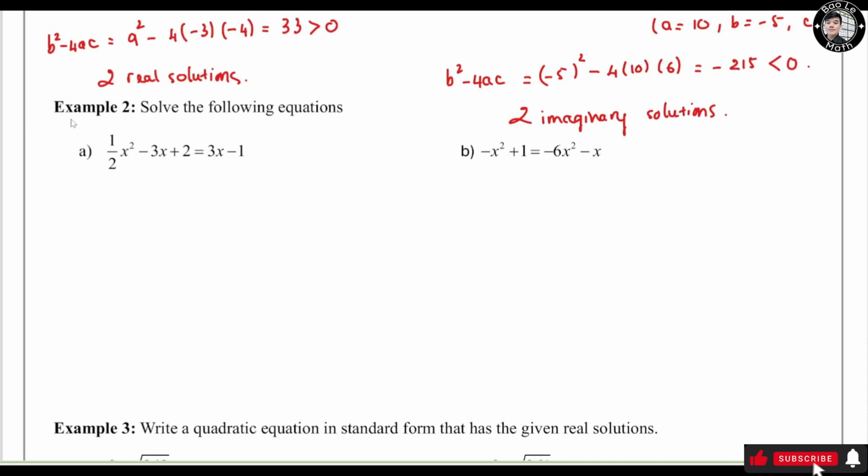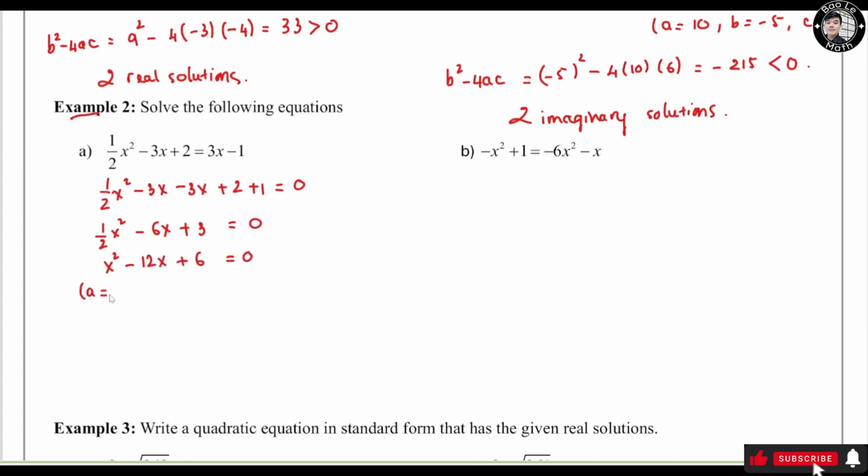Now let's move on to example number 2. We're going to solve the following equations. We're going to convert this one to standard form first. So I have 1/2 s squared minus 3s, subtract 3s from both sides, plus 2, add 1 to both sides, it's going to be 0. Now we simplify this, so it could be 1/2 s squared minus 6s plus 3 equals 0. If you see a denominator, just multiply both sides by the denominator. So I'm going to multiply both sides by 2. It turns out to be s squared minus 12s plus 6 equals 0.